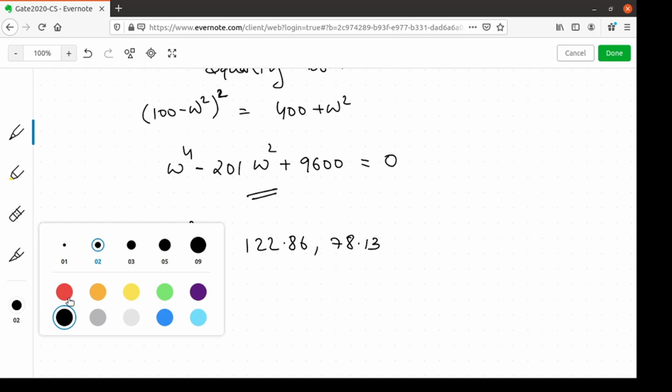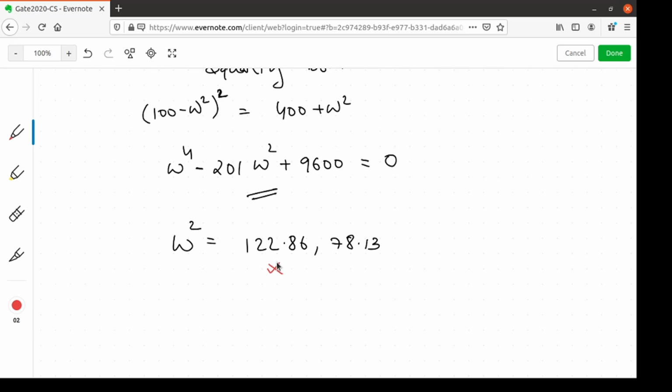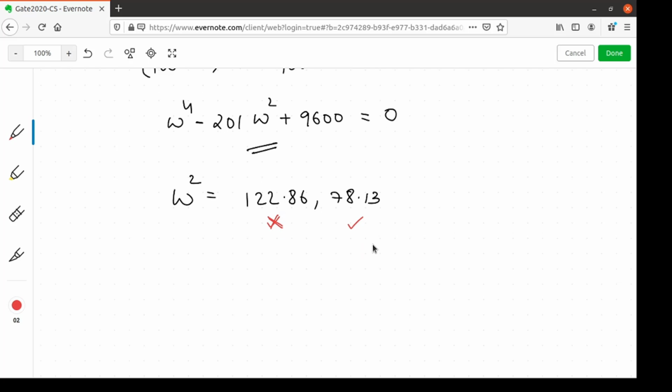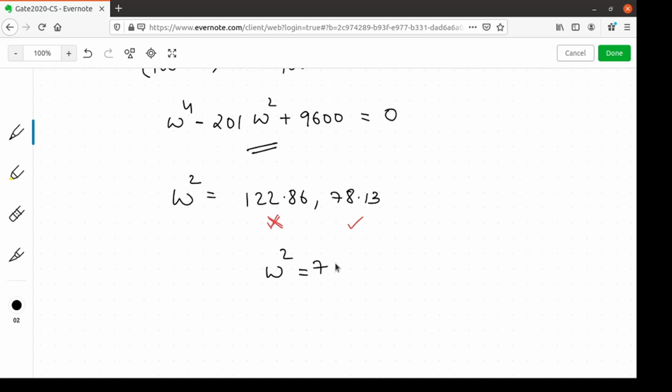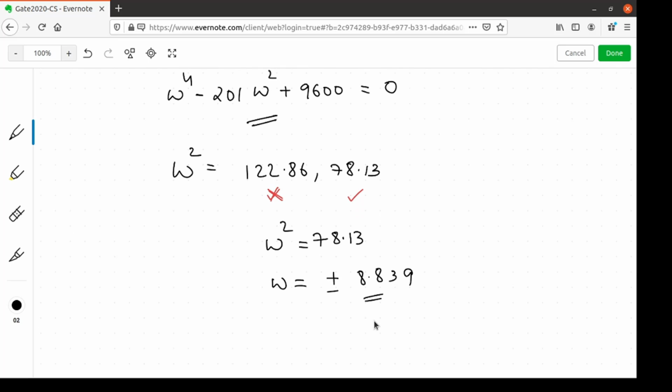So we'll ignore the larger value since we have to find the smallest positive frequency, and 78.13 is the smaller of the two. So we'll proceed with omega squared equals 78.13. Now omega will be equal to plus or minus 8.839. So we'll ignore the negative value since we only need the positive frequency.